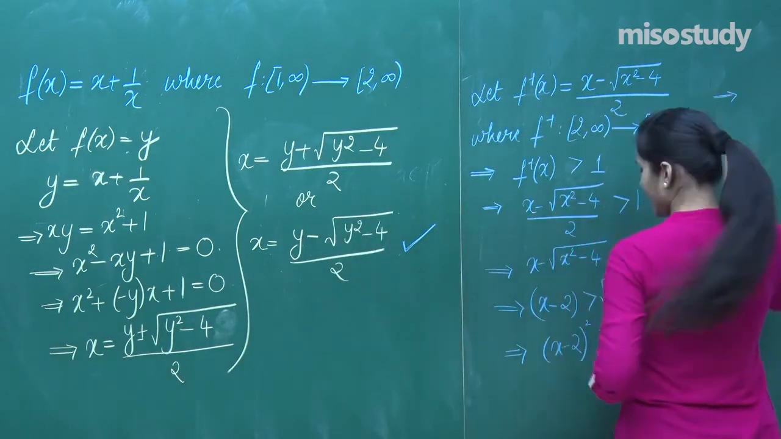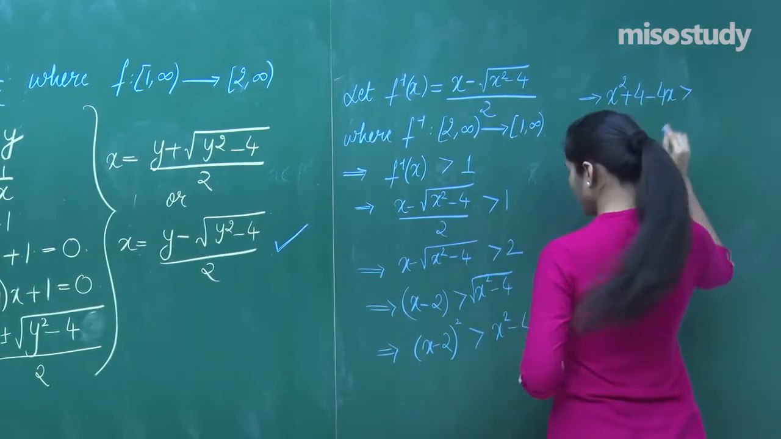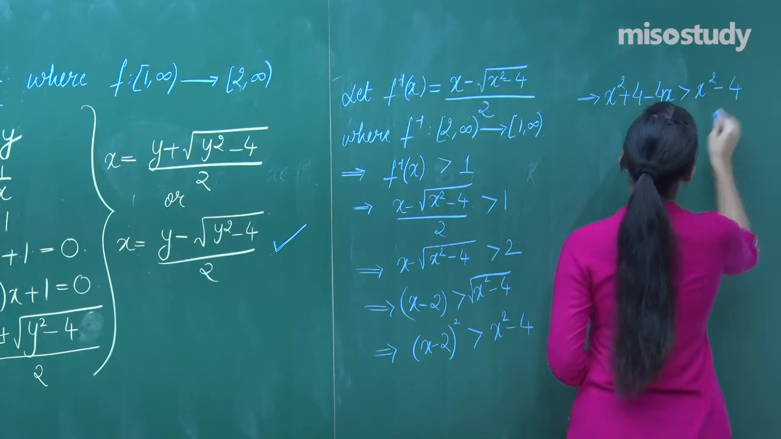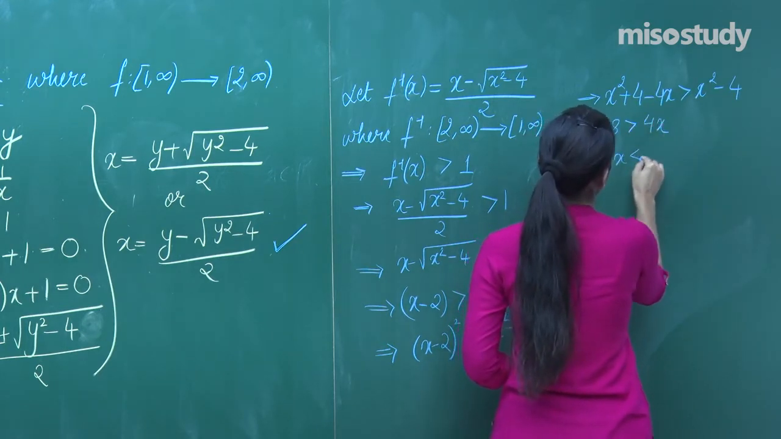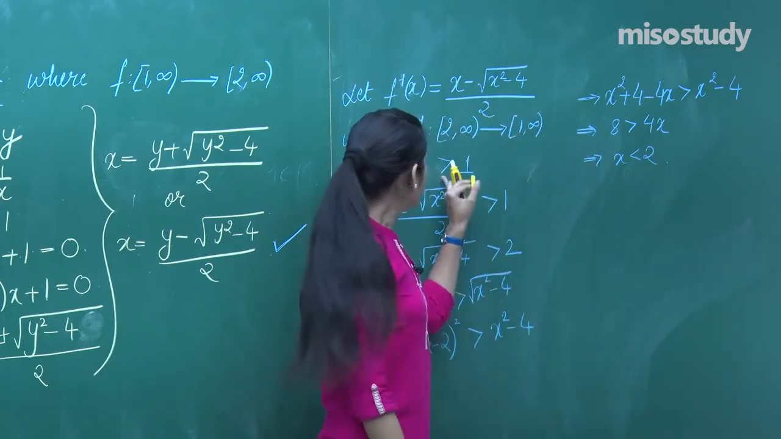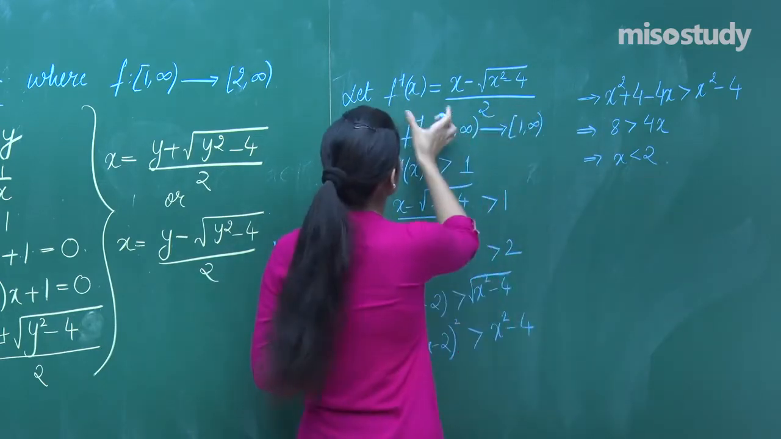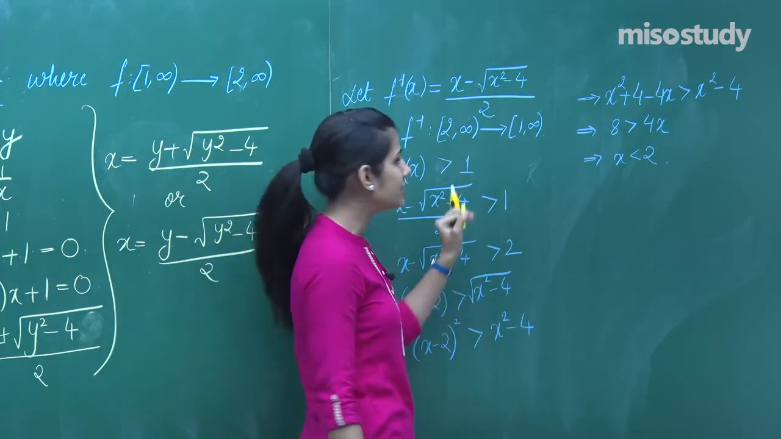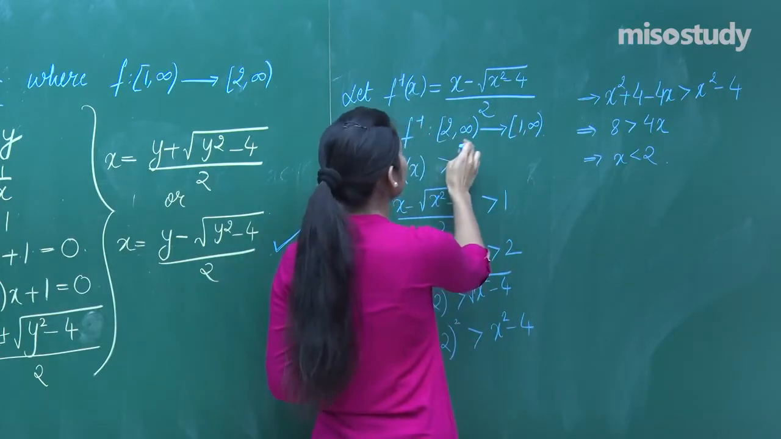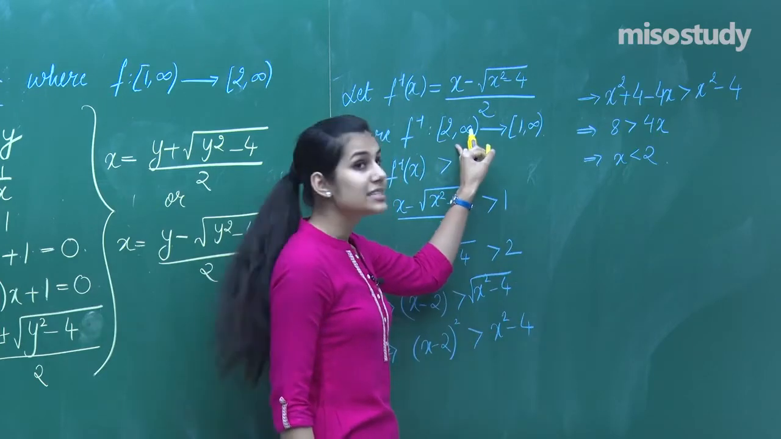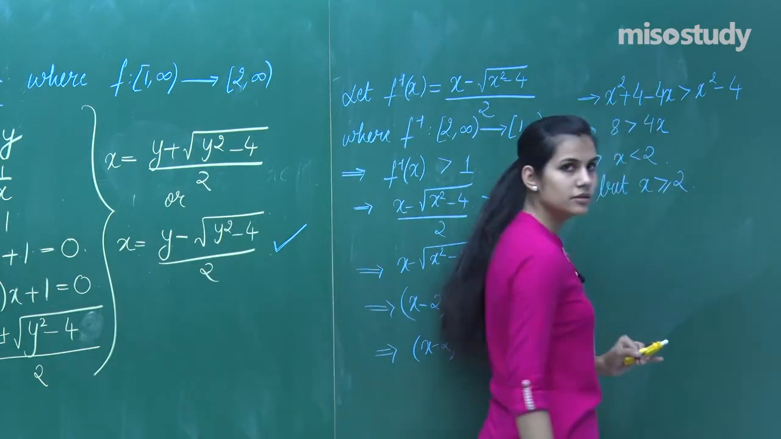Proceed. x minus 2 whole square means x square plus 4 minus 4x should be greater than x square minus 4. x square gets cancelled, you get 8 should be greater than 4x, which implies x should be less than 2. For f inverse x to be greater than 1, x should be less than 2, but if f inverse is defined like this, then f inverse x is coming out to be greater than 1 for x less than 2. But actually f inverse should be defined only for members greater than equal to 2. So, but x is greater than equal to 2, right?